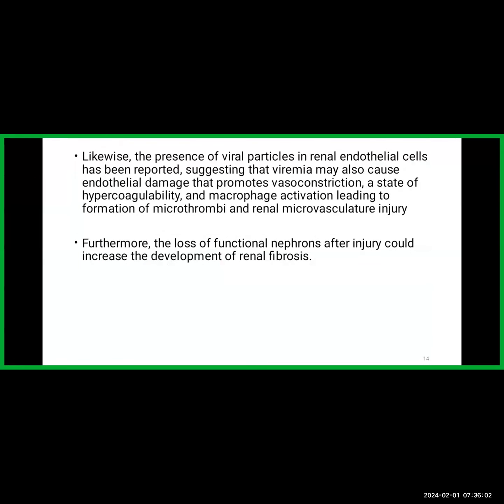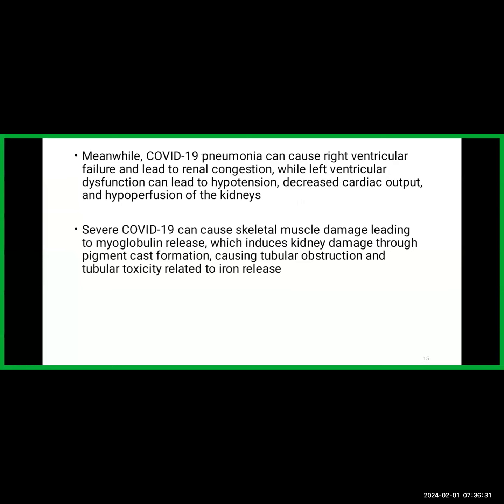So likewise, the presence of viral particles in the renal endothelial cell has been reported, suggesting that viremia may also cause endothelial damage, and that promotes vasoconstriction, a state of hypercoagulability and macrophage activation, leading to formation of microthrombi and renal microvascular injury. So furthermore, the loss of functional nephrons after injury could increase the development of renal fibrosis in the long term. Meanwhile, COVID-19 pneumonia can cause right ventricular failure and lead to renal congestion, while left ventricular dysfunction can lead to hypotension, decreased cardiac output, and hypoperfusion of the kidneys, which can lead to prerenal AKI.